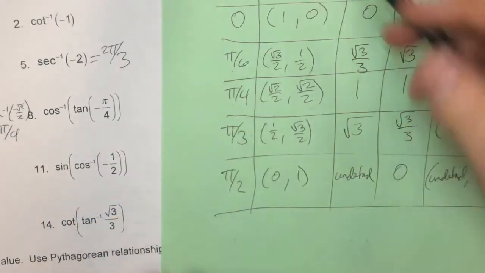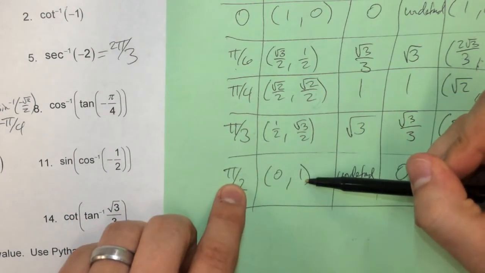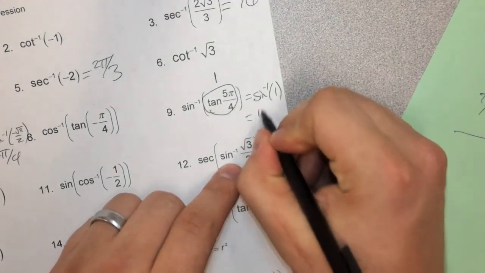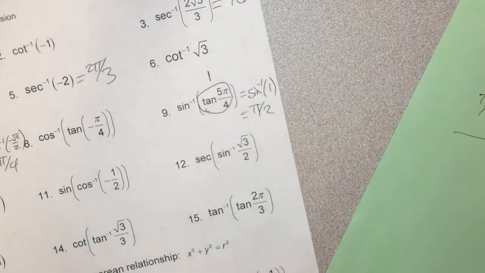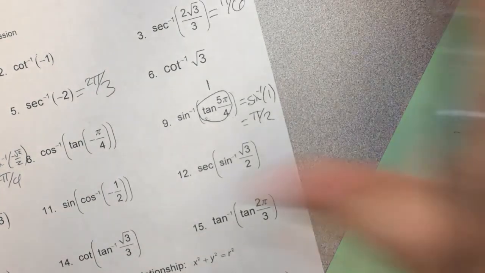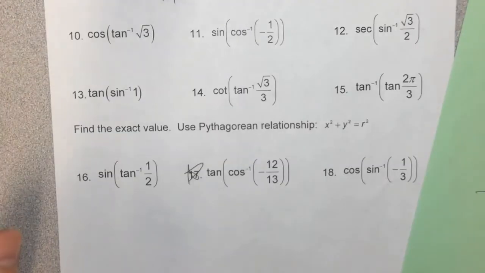So let's take a look. Sine is 1 at pi over 2. So there we go. This is pi over 2. Again, we're going frontwards and backwards. We're getting values from angles. We're going to plug those values into those inverses. We're getting angles back. All right, moving right along.